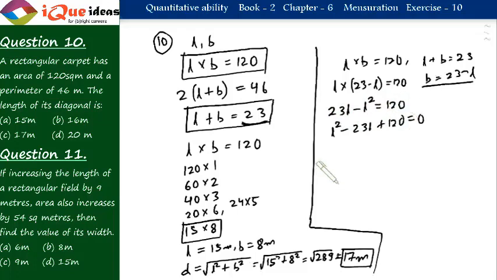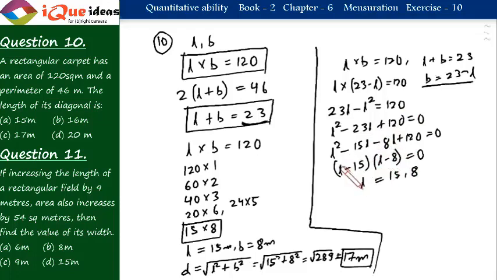Now we have to factorize it. So if you factorize 120 to get sum 23, it will be 15 and 8. So it is L square minus 15L minus 8L plus 120. So from here we get L minus 15 into L minus 8, that is equal to 0. So this gives us the value of L as 15 and 8, and corresponding the value of B would be 23 minus 15 would be 8 and 23 minus 8 would be 15. So the basic idea is that the length and breadth are 15 and 8.